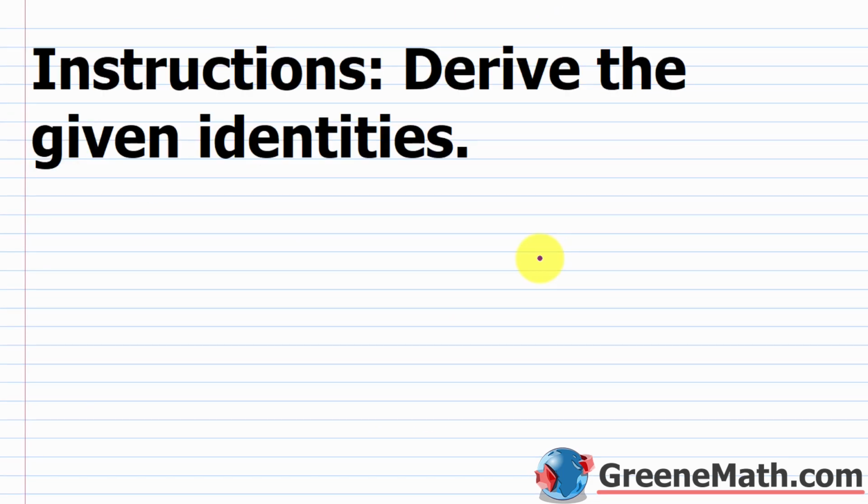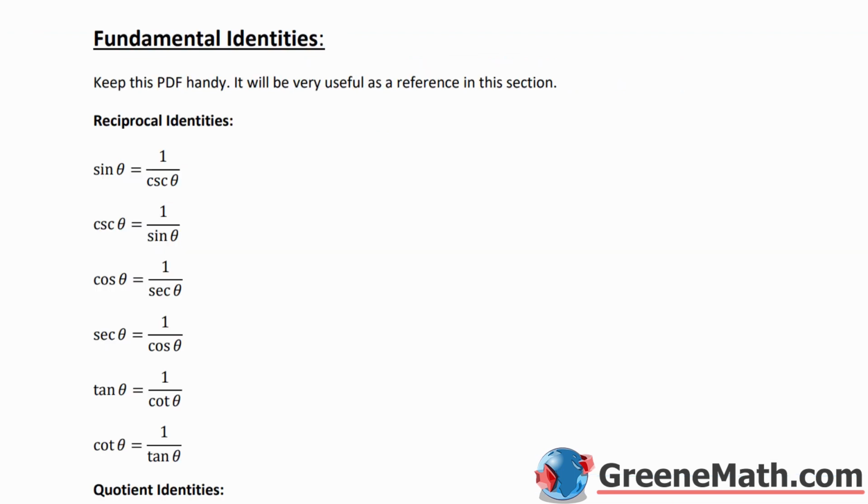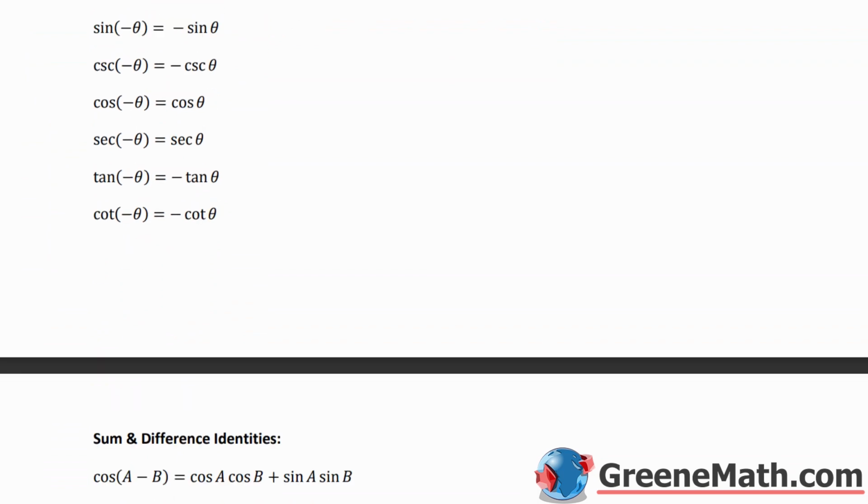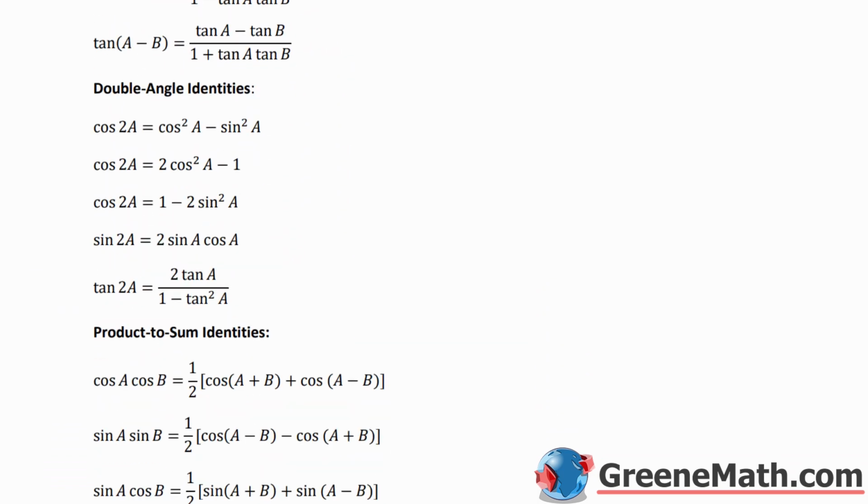All right, let's take a look at our practice test. For the instructions, we're asked to derive the given identities. For the first problem, we have cosine of 2a. So here's where we're going to go back to the little handout. And if we scroll down on this guy, we can come down to this section right here where you see the double angle identities, and you see the cosine of 2a is equal to cosine squared a minus sine squared a. And then you have these other forms, but I'm just going to do this one. These you can get by algebraically manipulating this one.